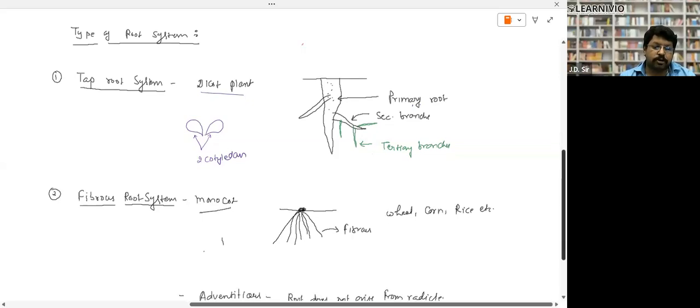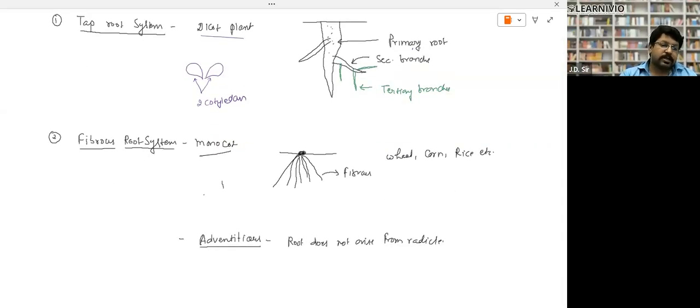In the fibrous root system, there is no primary and secondary root. There is a single root stalk. This is the root base. This is the root stalk. From the single root stalk, a number of fibers come out. This is called the fibrous root system, right? This is found in wheat, rice.